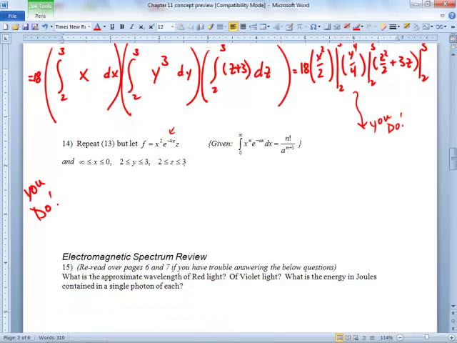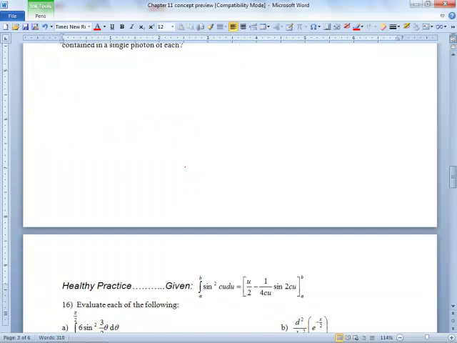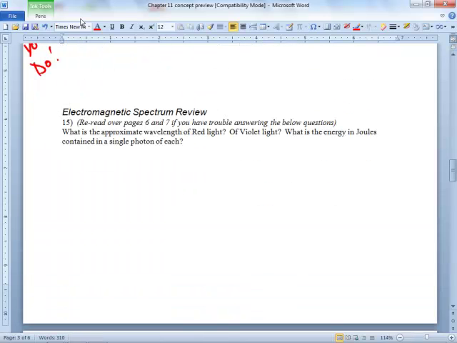Electromagnetic spectrum review. Well, this would be a good thing to wrap up on. What is the approximate wavelength of red light? Who did the UV viz yesterday? Do you remember what the little x-axis was? What those numbers were? Yeah, wavelength. Okay, 400 to 700. What was the unit? Nanometers.